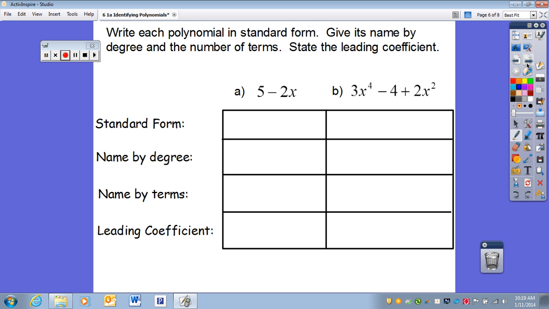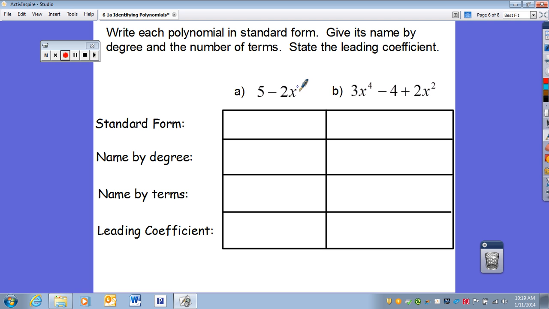Let's practice. Write each polynomial in standard form, give its name by degree and the number of terms, and then state the leading coefficient. So in example A, we have 5 minus 2x. Remember, when we put this in standard form, we want the largest exponent to be first, and then go into the lowest exponent. So our first term will be negative 2x, and then plus 5, which is our constant term.